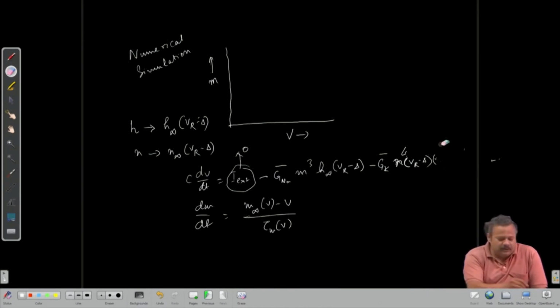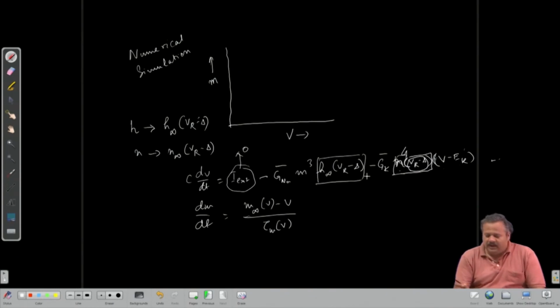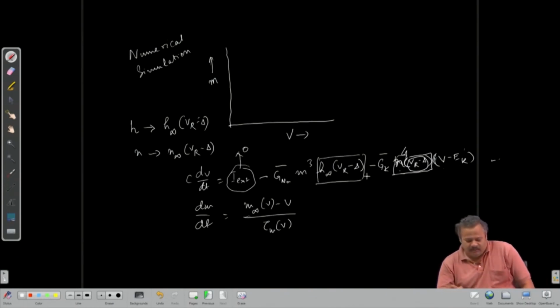Let me erase this fully. So we have V minus EK. Remember that this is n as a function of VR minus delta, in the sense that this is a constant, and to the power 4. Similarly, this is also a constant; VR minus delta is not being multiplied.